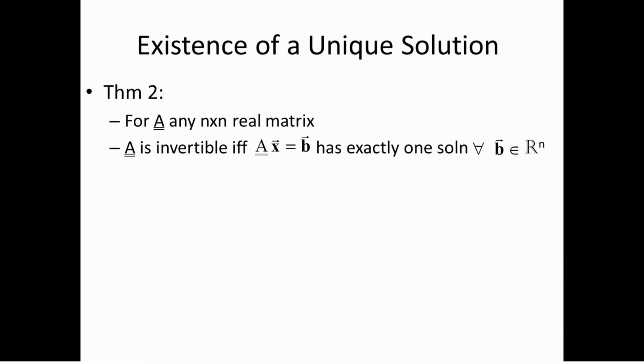Notice that in the hypothesis, A is an n by n real matrix. This is definitely not true if A is an m by n matrix, where m is not equal to n. So let's look at the proof.